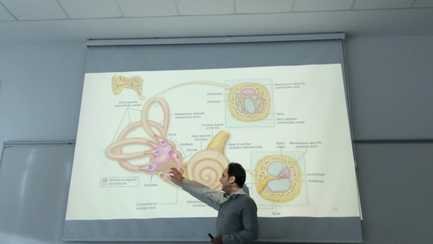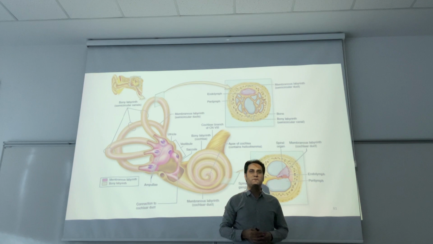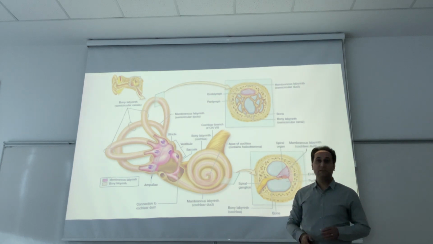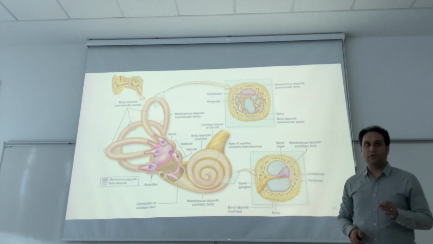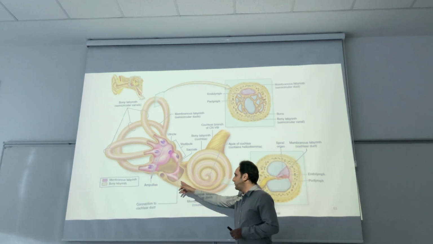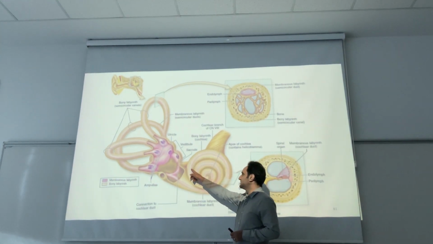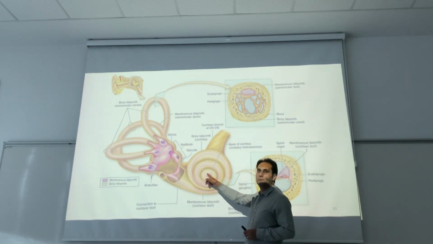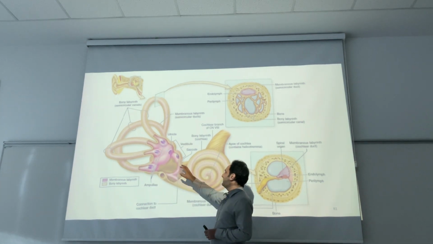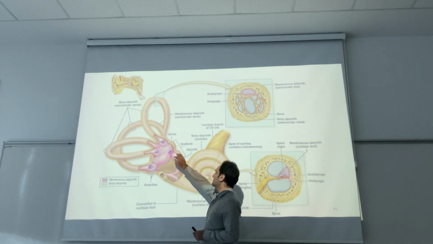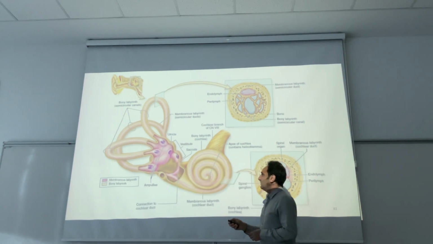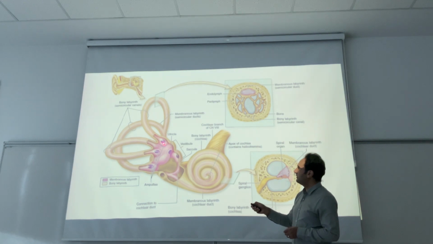On the inner side, we have a cavity. This cavity is filled with perilymph. And also you can see this pink structure. This pink structure is the membranous labyrinth. The membranous labyrinth continues into the cochlea and forms this helical structure. And also it continues to the vestibular and semicircular side. And on the vestibular side, it forms the saccule and utricle. Saccule and utricle.